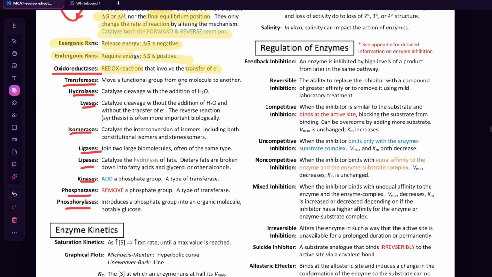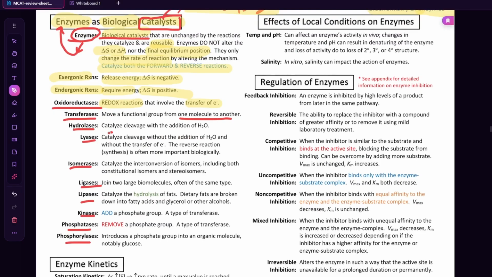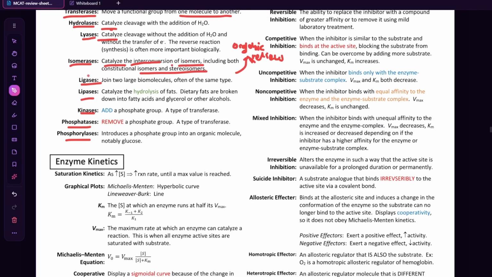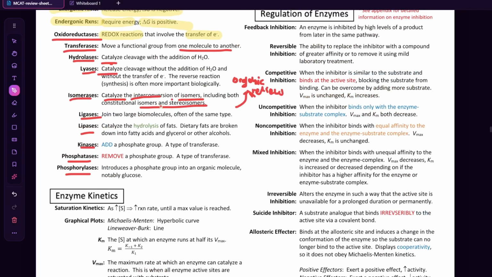Transferases move a functional group from one molecule to another. Hydrolases catalyze cleavage. Lyases, they're all catalysts, okay? They're helping to do stuff. Isomerases catalyze interconversion of isomers. This is related to organic chemistry, because isomers are different versions of the same molecule, and isomerases catalyze that interconversion. If you don't know what isomers or stereoisomers are, that would be your basic organic chemistry review.